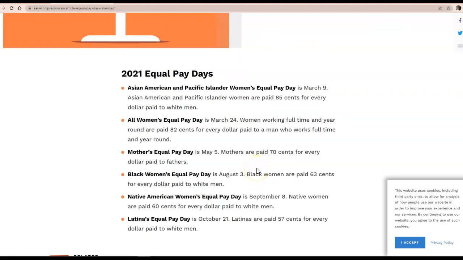And so down here we have a list of 2021 equal pay days. For Asian American and Pacific Islander women, Equal Pay Day was March 9th, but for all women in general, it was March 24th. But they also divide it according to race, ethnicity, other things like that, but there's a mention of mothers. For mothers, Equal Pay Day on average was around May 5th. And then you can also take a look at the dates for Black women, Native American women, and Latina women. And for Latina women, it's the latest. In 2021, it's October 21st. So to make the same amount that men made in 2020, Latina women would have to work from the beginning of 2020 up through October 21st, 2021 in order to make the same thing.